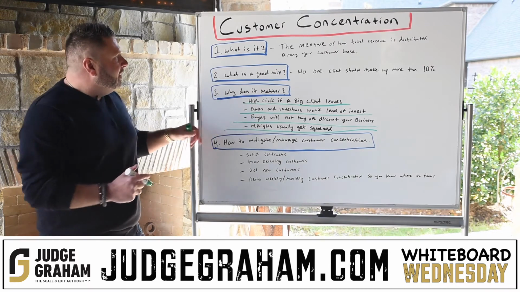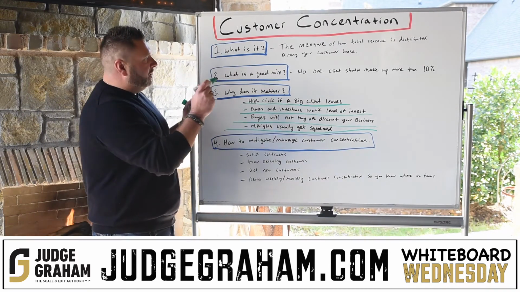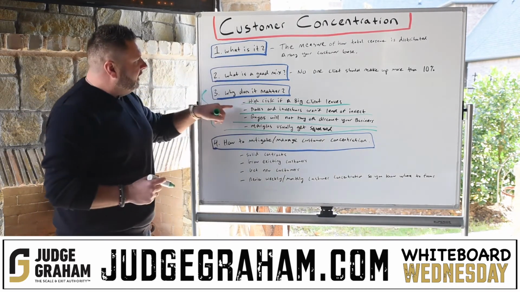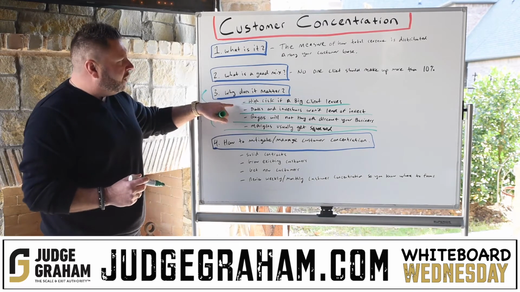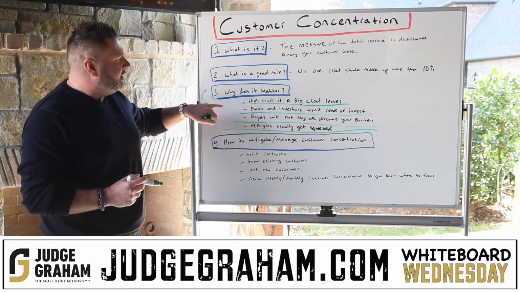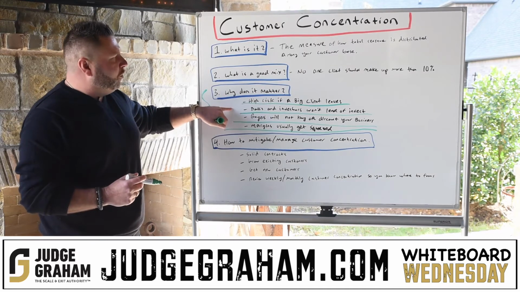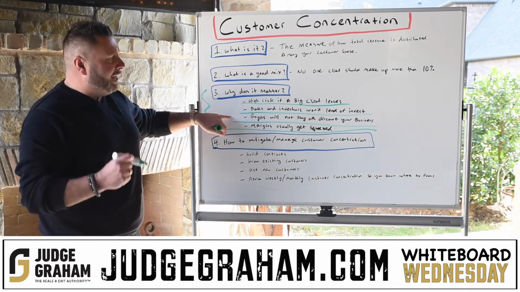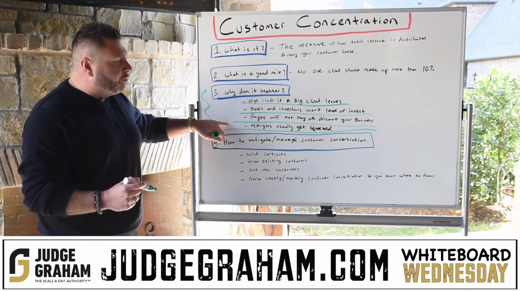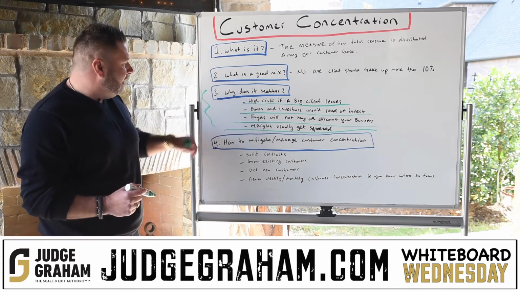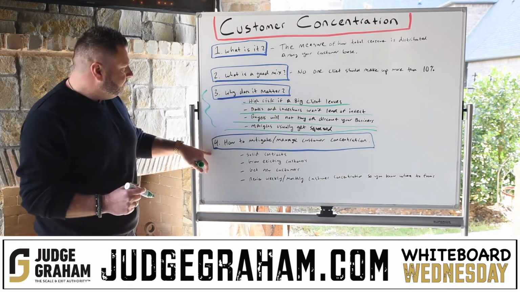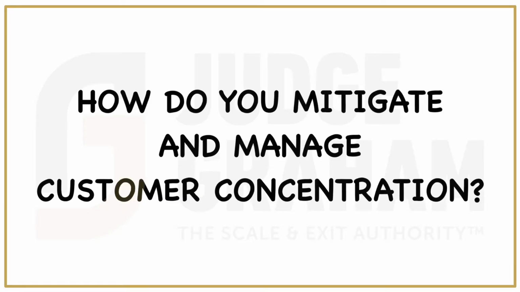So these are key. I mean, listen, this customer concentration thing is key, right? So why does it matter? High risk of clients leaves, you could go out of business. Banks and investors probably won't lend you money. Buyers will either not buy you or discount you, and your margins usually get squeezed. So that's step 3. Step 4, how do you mitigate and manage customer concentration?